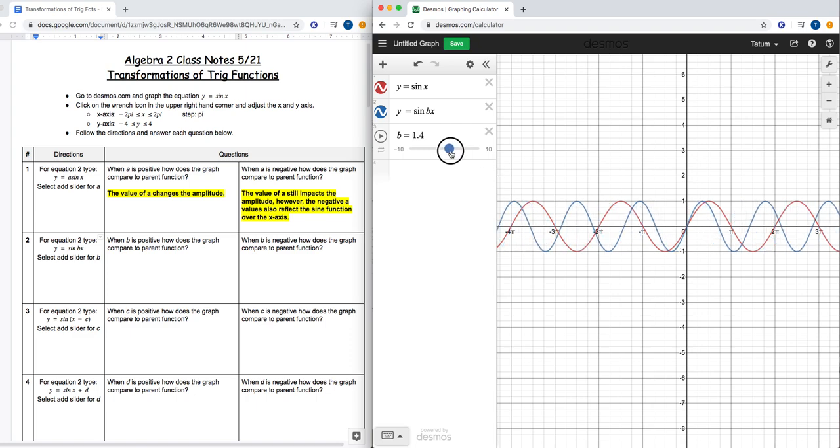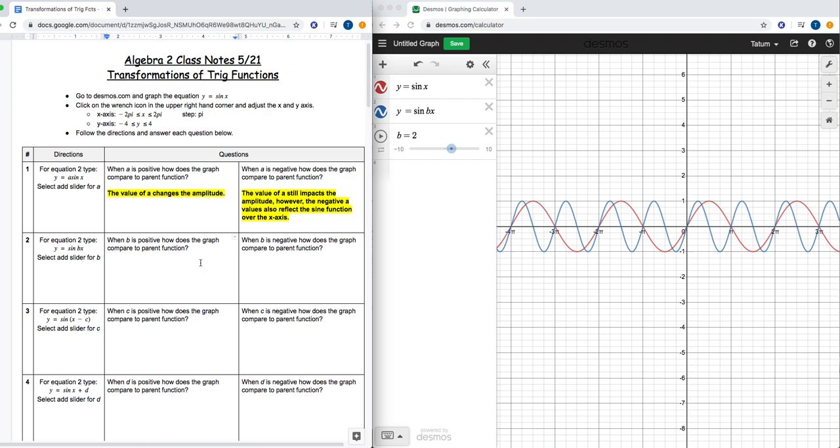So if we go from B equals 1, and then for B, if you go slowly to 2, you see that instead of having a period of 2 pi, we now have a period of 1. So it reduces the period, and it gives us a horizontal shrink or a horizontal compression. So if B is positive, we have a horizontal compression, and the period becomes smaller the higher the B value.